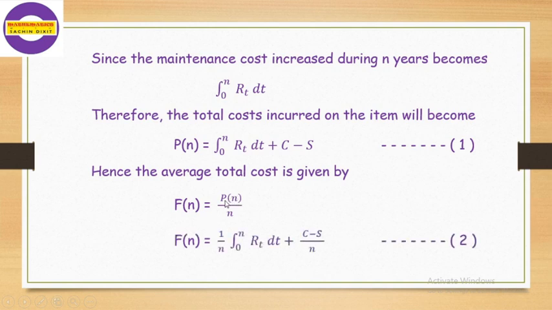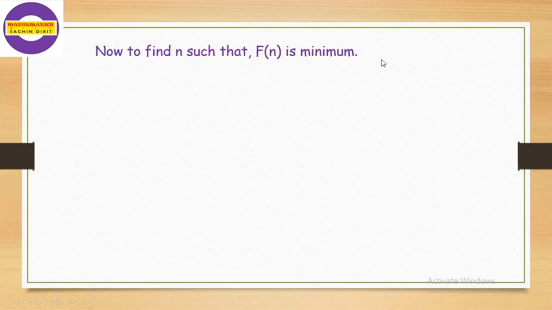Now substitute the value of Pn, this value in equation 1, and we can write down this f of n, that is average total cost, as 1 upon n integral from 0 to n RT dt plus C minus S divided by n. Equation number 2. Now, to find n such that Fn is minimum. Our objective is to find the value of n such that Fn, that is average total cost, is minimum.